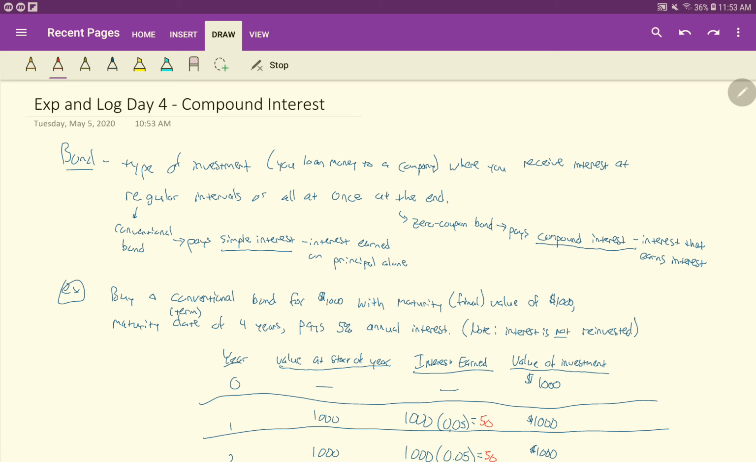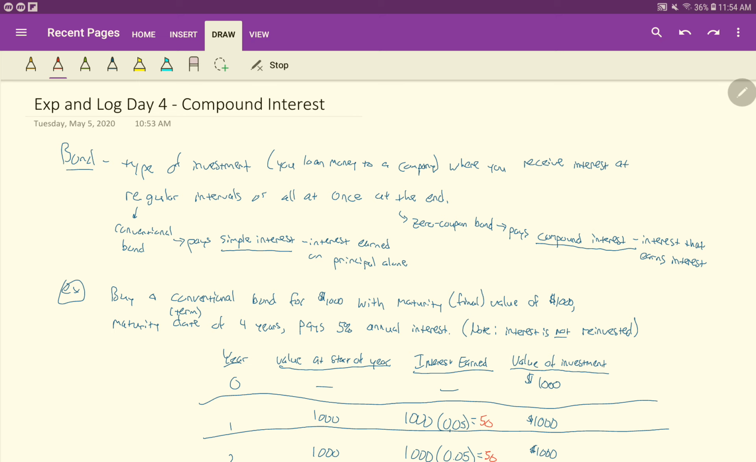The money you receive in addition to the original loan amount is called interest. There are different ways you can get this. One way is to get the interest at regular intervals. If that's happening, you have something called a conventional bond. The intervals could be every 6 months, when you get an interest payment. Conventional bonds pay simple interest. What makes it simple? It's interest earned on the principal alone. Whatever you initially loan in that bond, let's say $1,000, they will pay you every 6 months the interest on that $1,000 you loaned them.